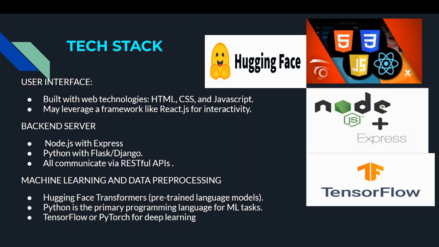We'll build a user interface using HTML, CSS and JavaScript along with the React.js framework for interactivity. The backend server is built with the help of Node.js with Express or Python with Flask or Django. The frontend and backend communicate with each other with the help of RESTful APIs. Machine learning and data processing is achieved by using Python and PyTorch for deep learning.